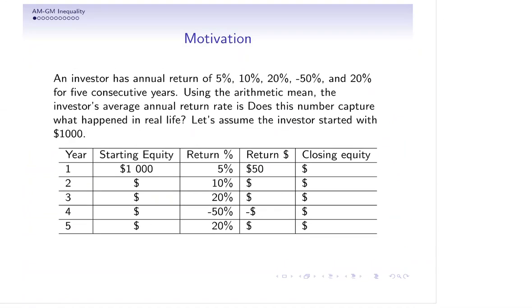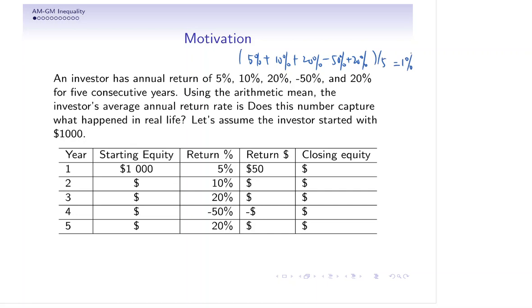Okay, so here's what could happen in real life. Let's assume that an investor has annual returns of 5%, 10%, 20%, minus 50%, and 20% for 5 consecutive years. By using the arithmetic mean, we can find out the average annual return rate: 5% plus 10% plus 20% minus 50% plus 20%, divided by 5, which turns out to be 1%. But does it really capture what's happening in real life?